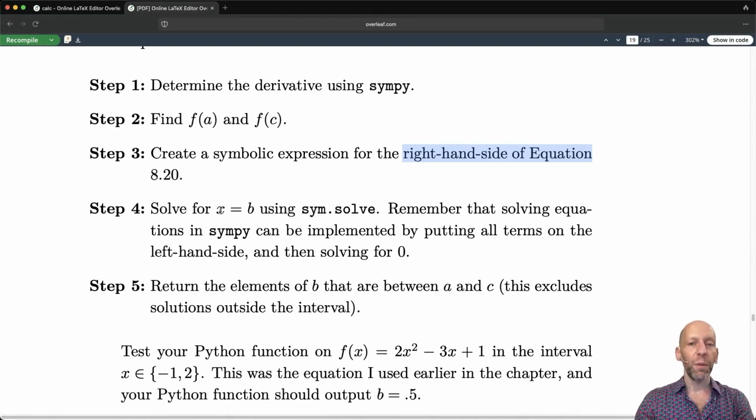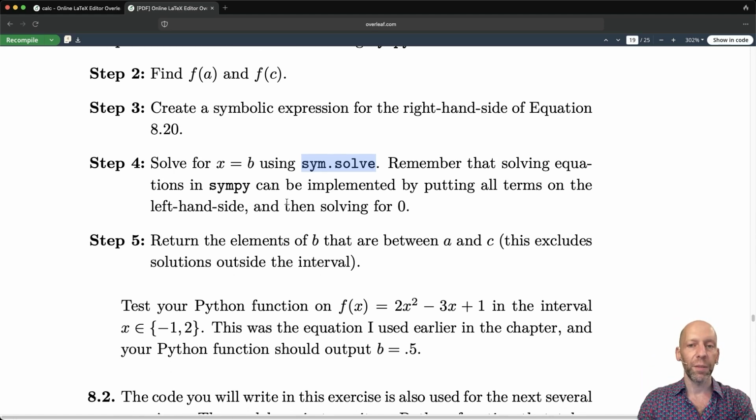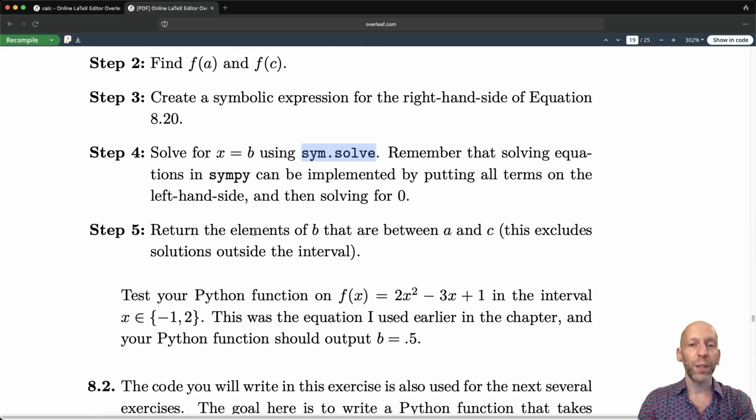And then you want to solve for b in equation 8.20 using sym.solve. And then remember that to solve these equations, you can set the equation to be equal to 0 and input that into sym.solve. Okay, and then finally, you want to find the elements of b that are between a and c. And this step is important because you might get multiple valid solutions to this equation, right, to the right-hand side to solving for b.